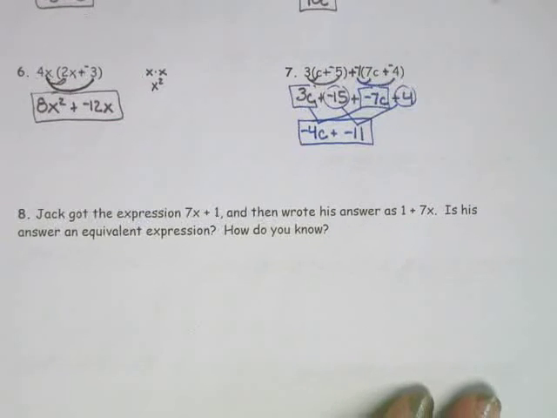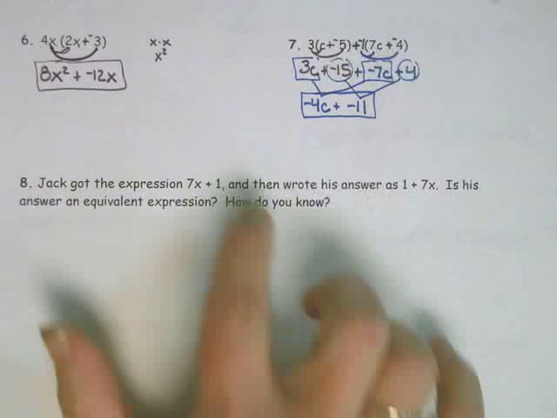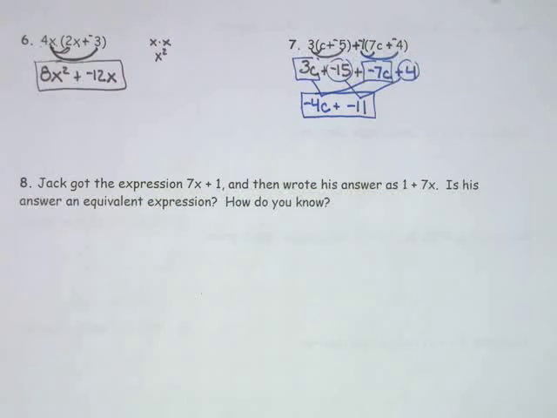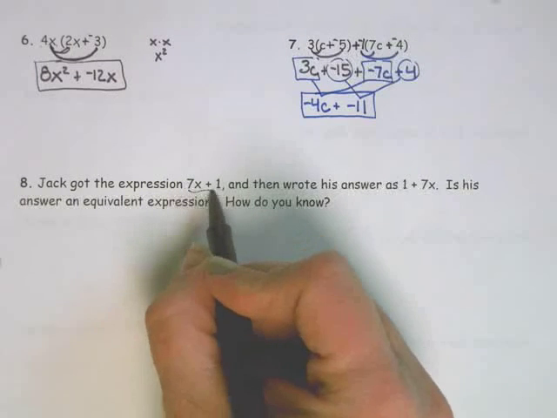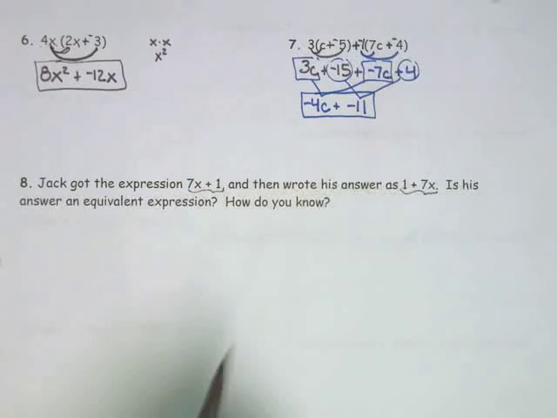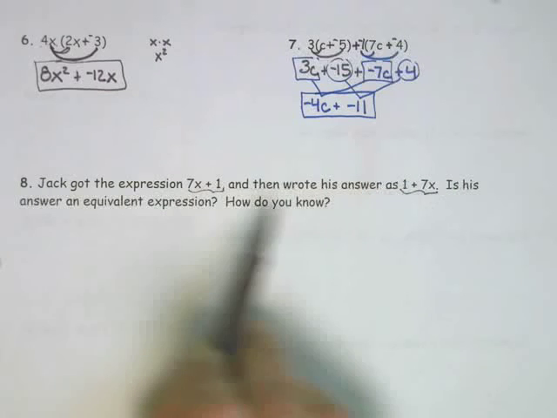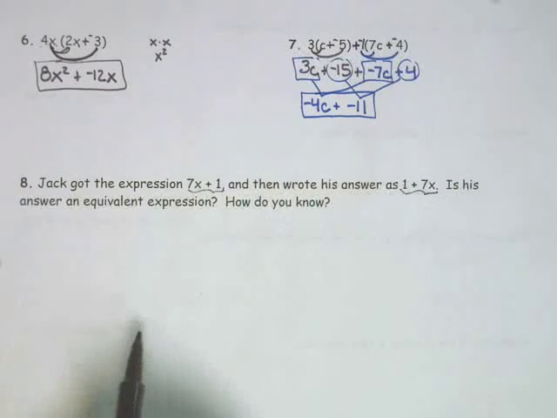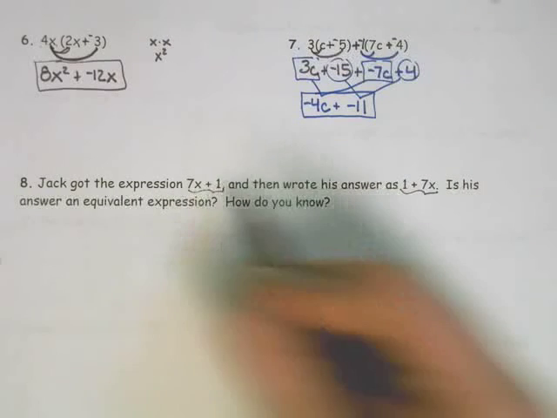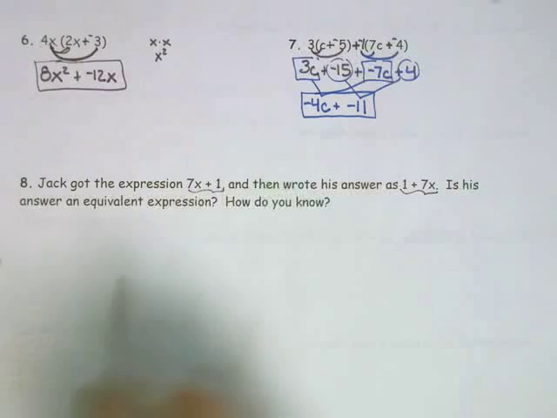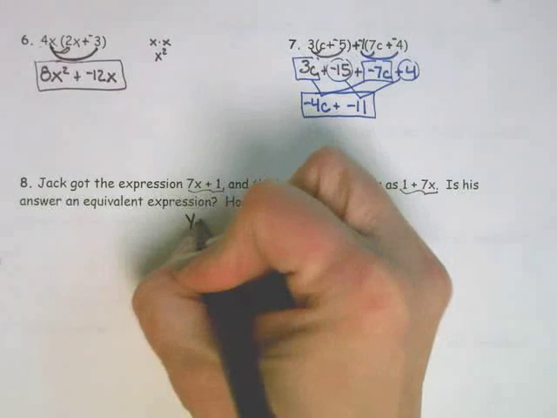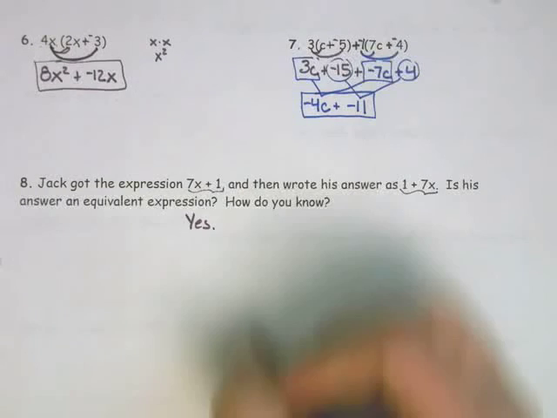All right, let's see how you did at the bottom one. Jack got the expression 7x plus 1 and then wrote his answer as 1 plus 7x. Is his answer an equivalent expression? How do you know? This is going back to check and see if you remember the name of the property that lets us change the order of addition. Did you remember the name of that property? Because, yeah, these are the same. It's like saying 1 plus 2 is the same as 2 plus 1. You can change the order for addition. Yes, it's equivalent. How do we know?